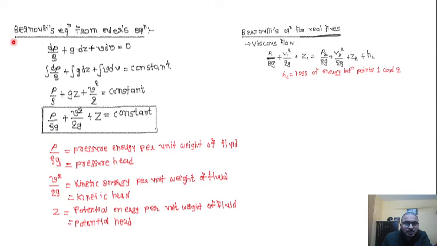Now the next is Bernoulli's equation from Euler's equation. We integrated it and obtained this equation, that is p by rho g plus v square by 2g plus z is equal to constant. Here p by rho g is pressure head, v square upon 2g is kinetic head, and z is the potential head. For real fluids, the Bernoulli's equation is modified with the addition of HL, that is loss of energy between points 1 and 2.